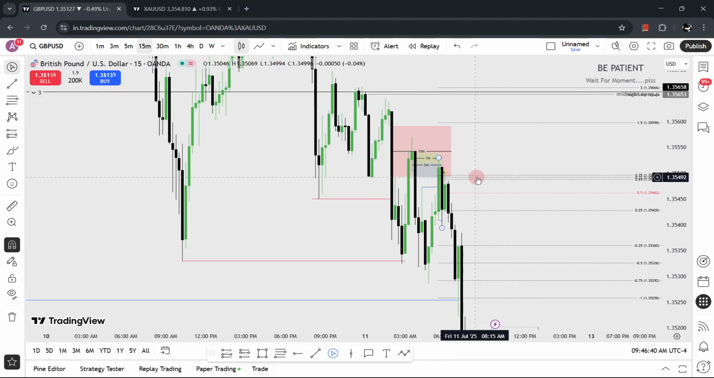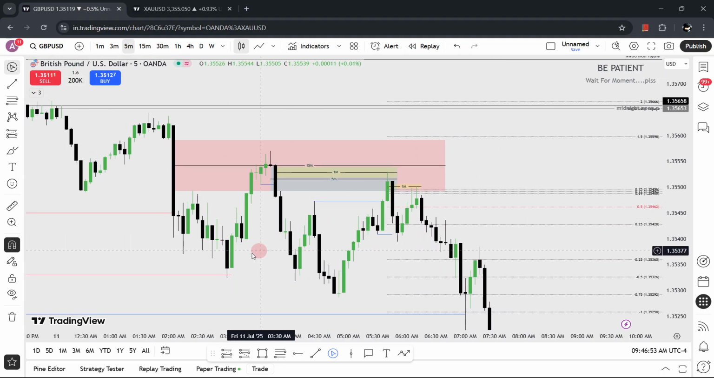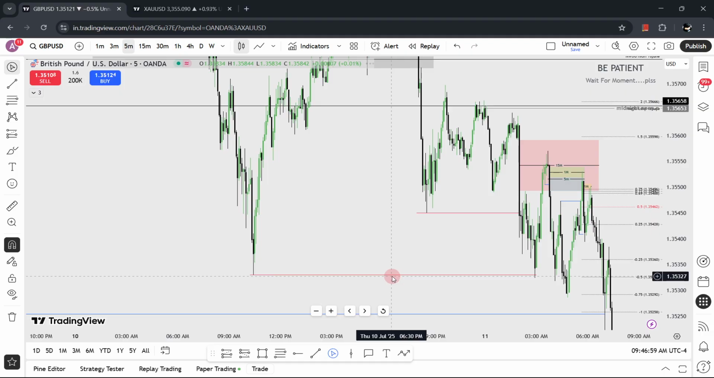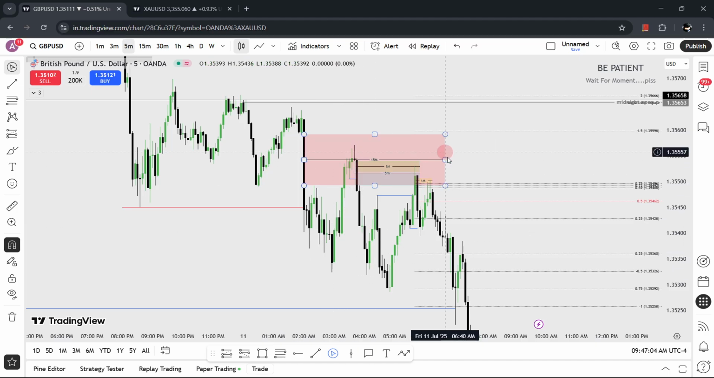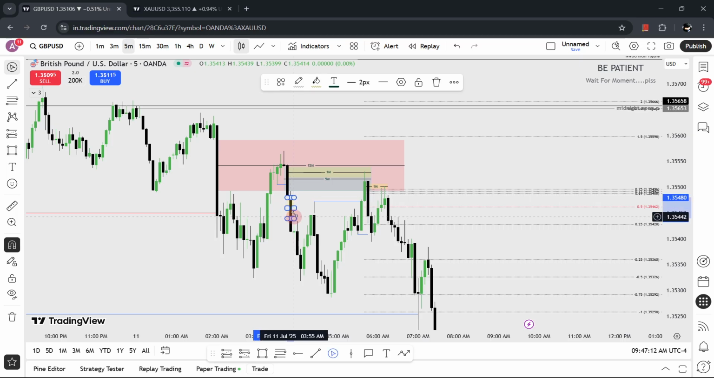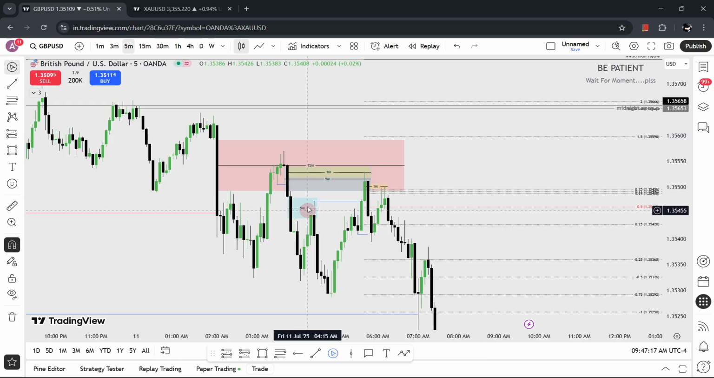On the London open, the market rallied to the 15-minute fair value gap. So I'm just going to go down the time frames. This was taken. It went to this 15-minute fair value gap, and it created this 5-minute fair value gap. So I'm just marking this 5-minute fair value gap. There you go, that's your 5-minute fair value gap.